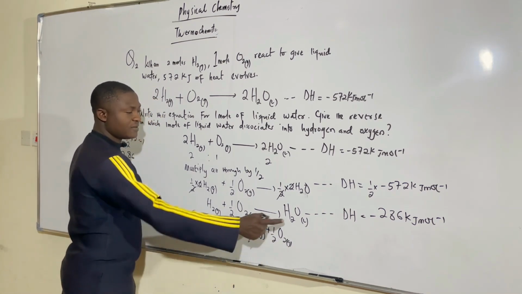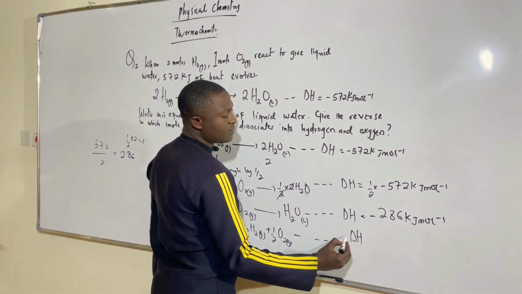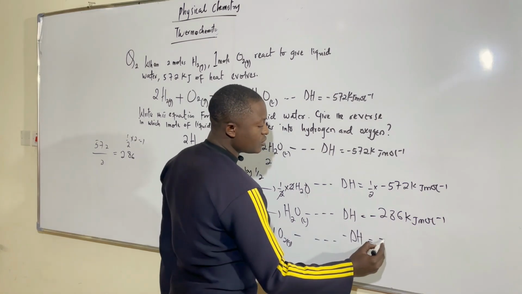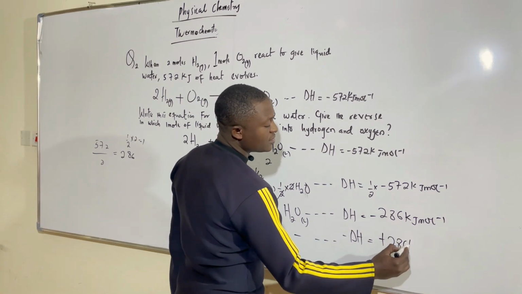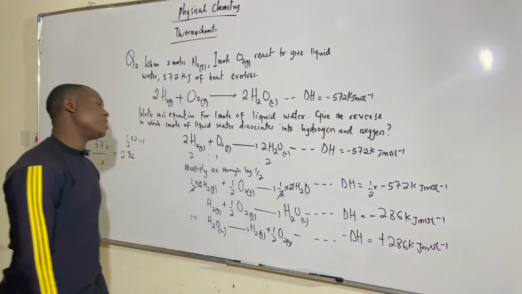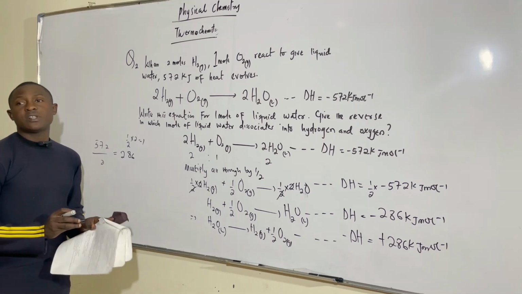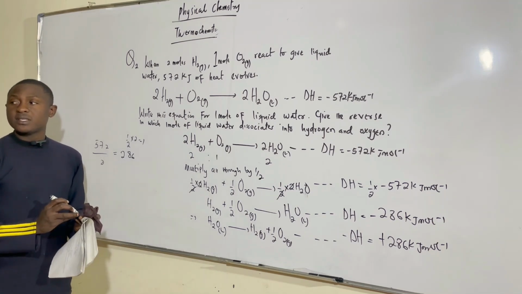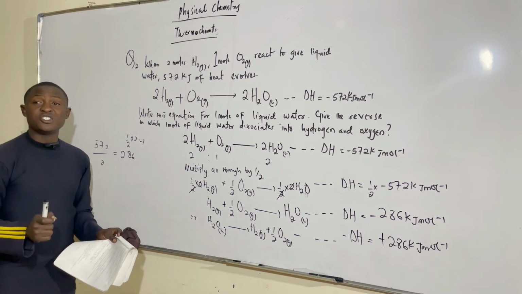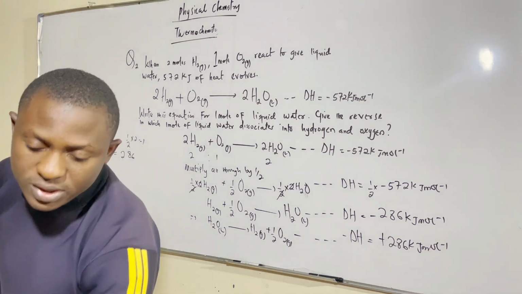What are we doing there? We are reversing this. Then I told you, if you reverse it, you're going to affect the energy level as well. So what we have here is minus, now the moment we reverse it, it's going to become plus 286 kilojoule per mole. So that's what we have for this particular problem. You can see that in reversing equations, what we have at the product goes to the reactant, what we have at the reactant will go to the product, and it will also affect the energy level. I hope you are following, right? Yeah, fine. So let's continue.